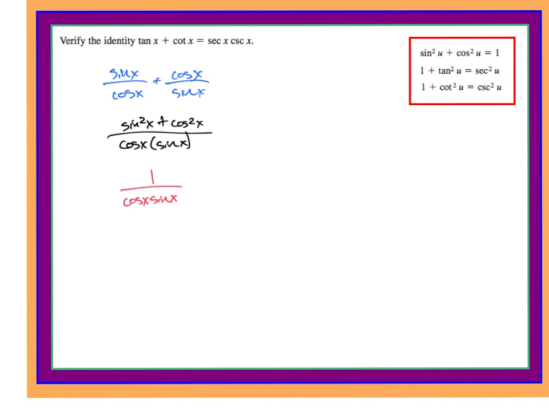All right. And what is that? That's secant cosecant. All right, so this is the same thing as secant x cosecant x. And do they match up? Are they going to match up every time? If you do it right, they will. All right, if you don't break math rules, you'll get to Tampa.